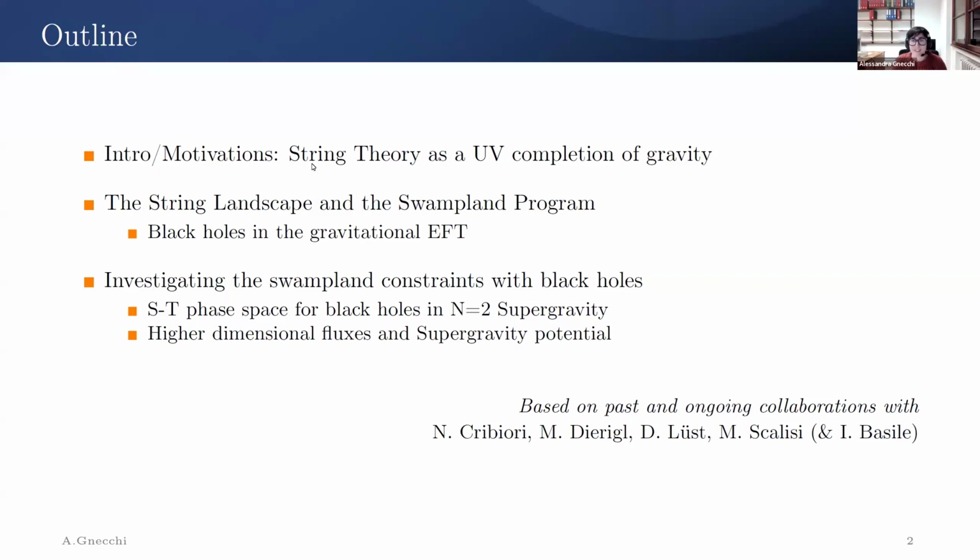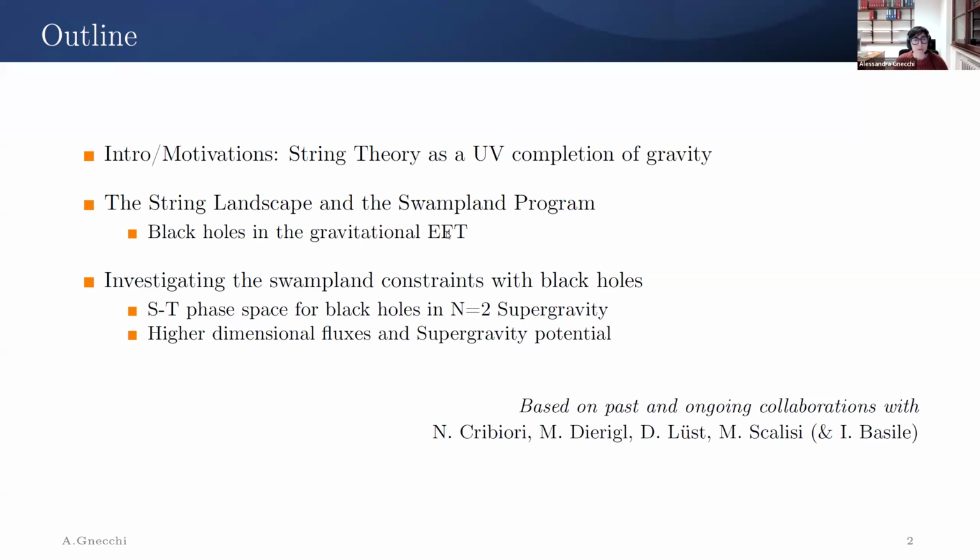I will introduce string theory from the main basic motivations. Why is it a good UV completion of gravity? And then I will also tell you what is this swampland program that is very attractive nowadays for people working in the string phenomenology community.